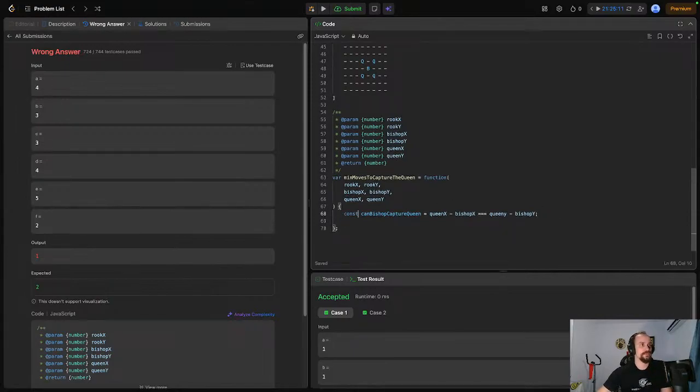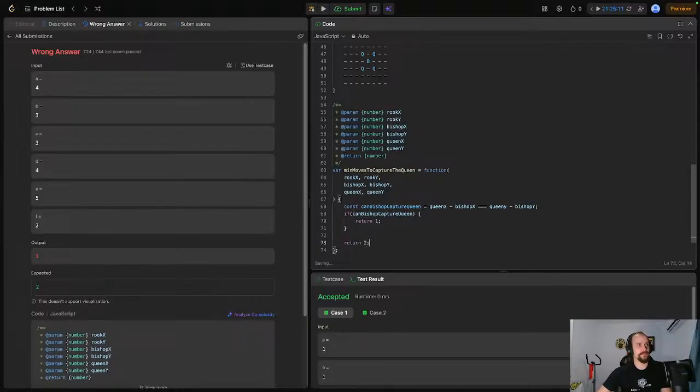So, okay, if bishop can capture queen, return 1. Return 2 is our base case. We've already discussed this. If const rook can capture queen, the rook can capture the queen if the queen x equals the rook x, or the queen y equals the rook y.